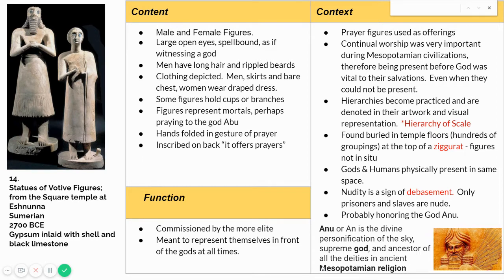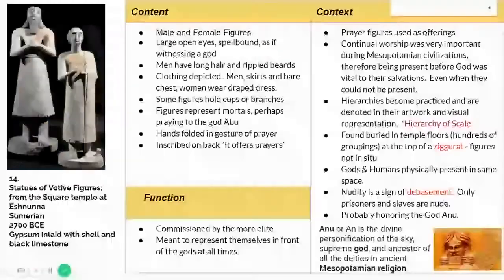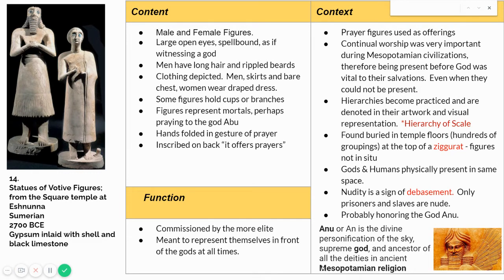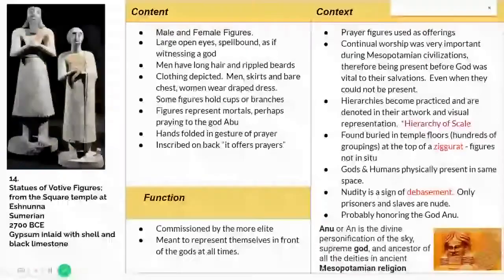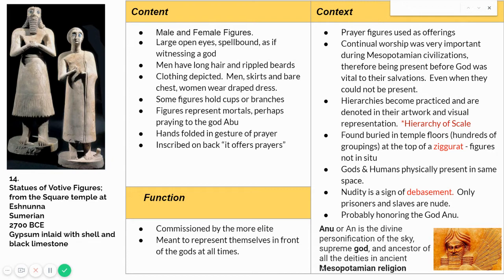But the point is that just like the Tlatilco figures, there were lots of these that have been uncovered. So they were made in plentiful amounts. So that's important to understand. It's not an isolated piece of art. This is Sumerian from about 2700 BCE. It's gypsum inlaid with shell and black limestone. Those are all of the materials used to create these little statues.